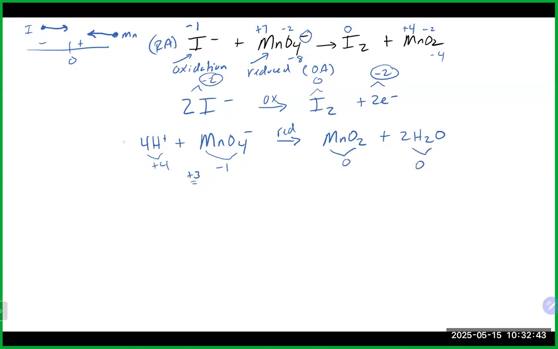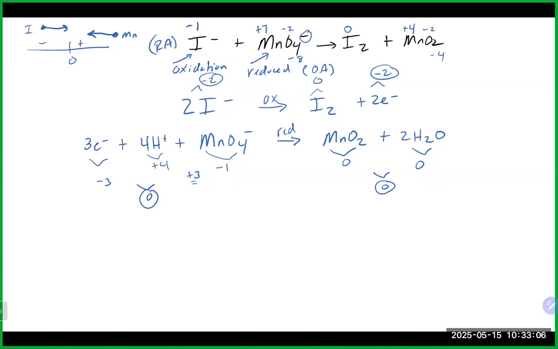So that means in this case, we would need to add 3 electrons over here. That's going to give me a -3 and a +3, which will then take me to 0 on each side. Any questions on that? At this point, we are ready to add these guys back together.